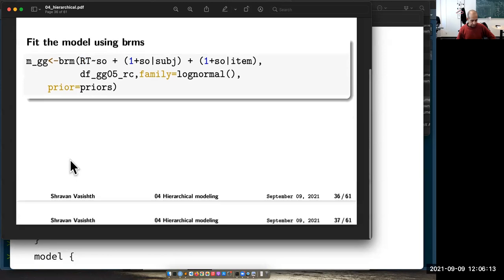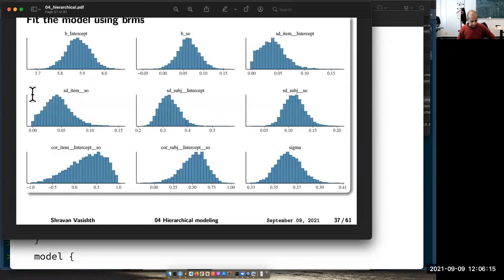And that's it. I fit my model and I can look at the posteriors, right? This is the parameter of interest, and you can see that it's largely positive. From this, what people would conclude is that they can argue that the object relative is actually harder to process than the subject relative, as expected, right? And these are all the variance components that you can see for the standard deviations and so on.